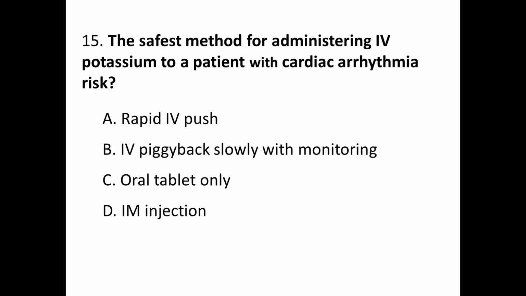Question number 15. The safest method for administering IV potassium to a patient with cardiac arrhythmia risk, is it A, rapid IV push, B, IV piggyback slowly with monitoring, C, oral tablet only, or D, intramuscular injection? And the answer is B, IV piggyback slowly with monitoring.